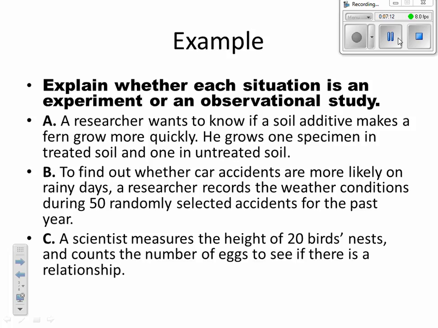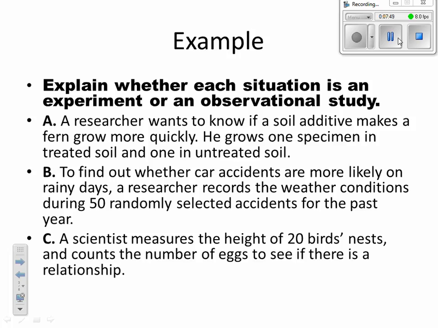All right, for letter C, a scientist measures the height of 20 birds' nests and counts the number of eggs to see if there is a relationship. So what we have to do is ask ourselves, is this scientist actively manipulating something? Is he actively changing something in this study? So if he looks up in the tree and says, hey, there's a bird's nest, and he measures the height of that bird's nest, and he looks in and counts the number of eggs, is he actually changing the height of the nest?